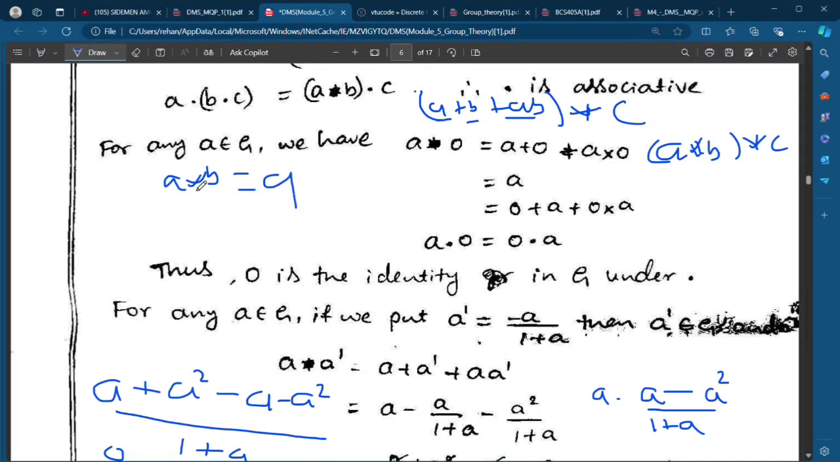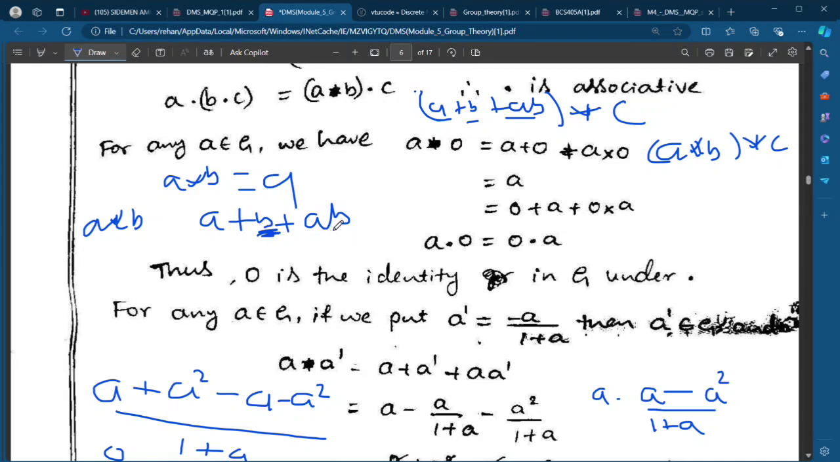Now I have to prove the identity element. So I have to take an identity element such that A star E will give me A itself. So I have to select a value of E in such a way that, so now see here, I know that A star B is equal to A plus B plus A into B.